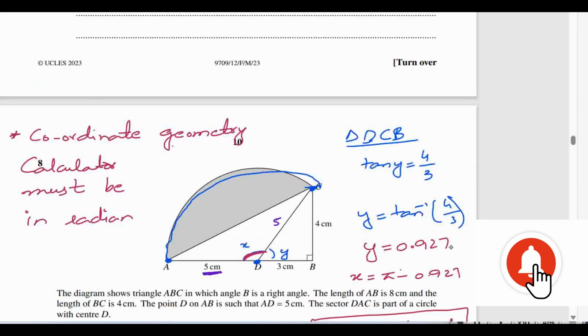Find the area of the shaded region. Now, area of the shaded region, let me write over here. Area of the shaded region. So this will be equals to, let's see the diagram. How we can find the area of the shaded region? So for area of the shaded region, we can write it as area of the sector, this complete sector, minus area of the triangle.